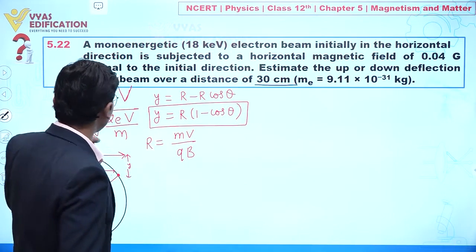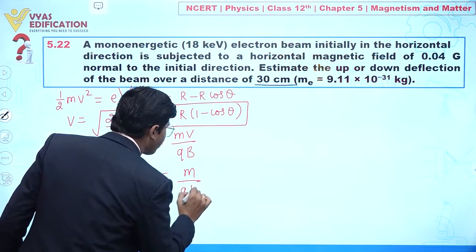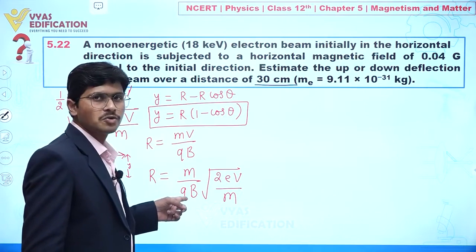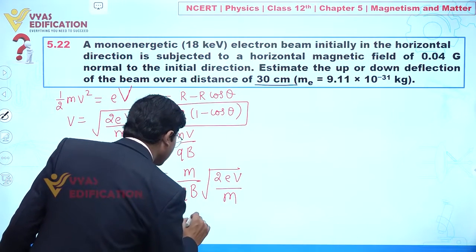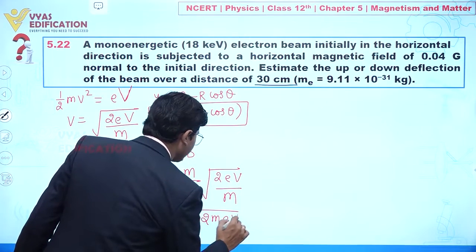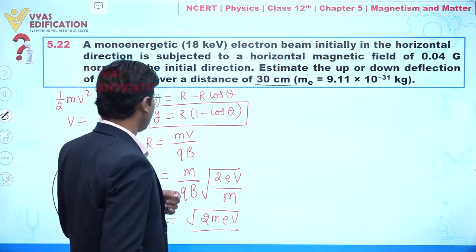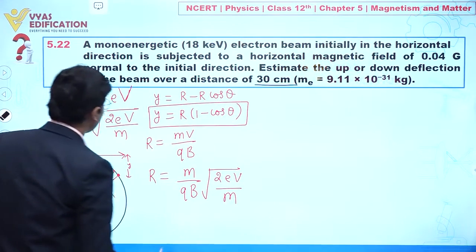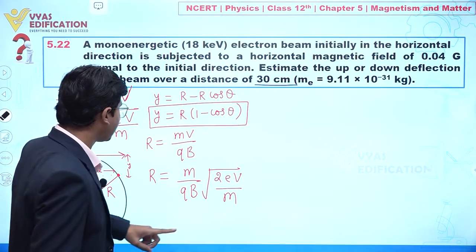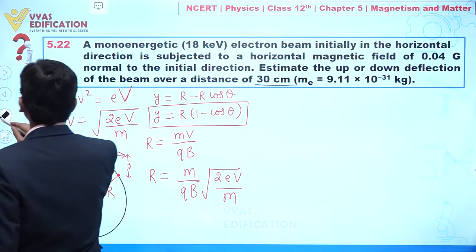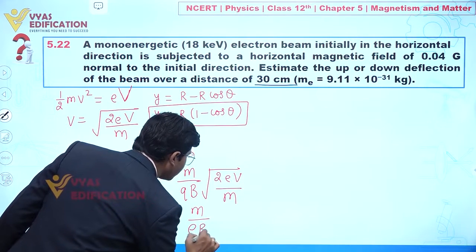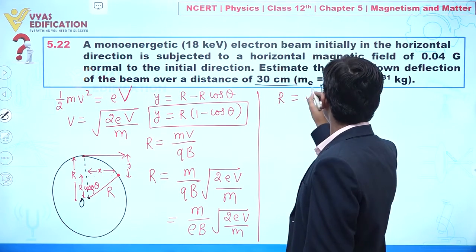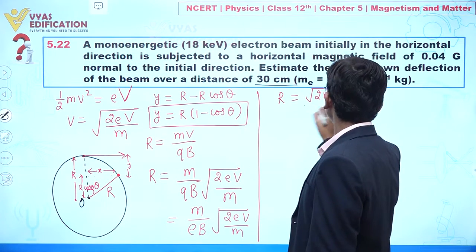Now we have to write the value of v in this formula. So this is m/qB times the square root of 2eV/m. Here q is the charge of an electron. From here we can write the value of v as the square root of 2eV/m, and R is mv/qB. So the value of R is m/(eB) times the square root of 2eV/m. So the value of R is the square root of 2meV divided by eB. Clear?